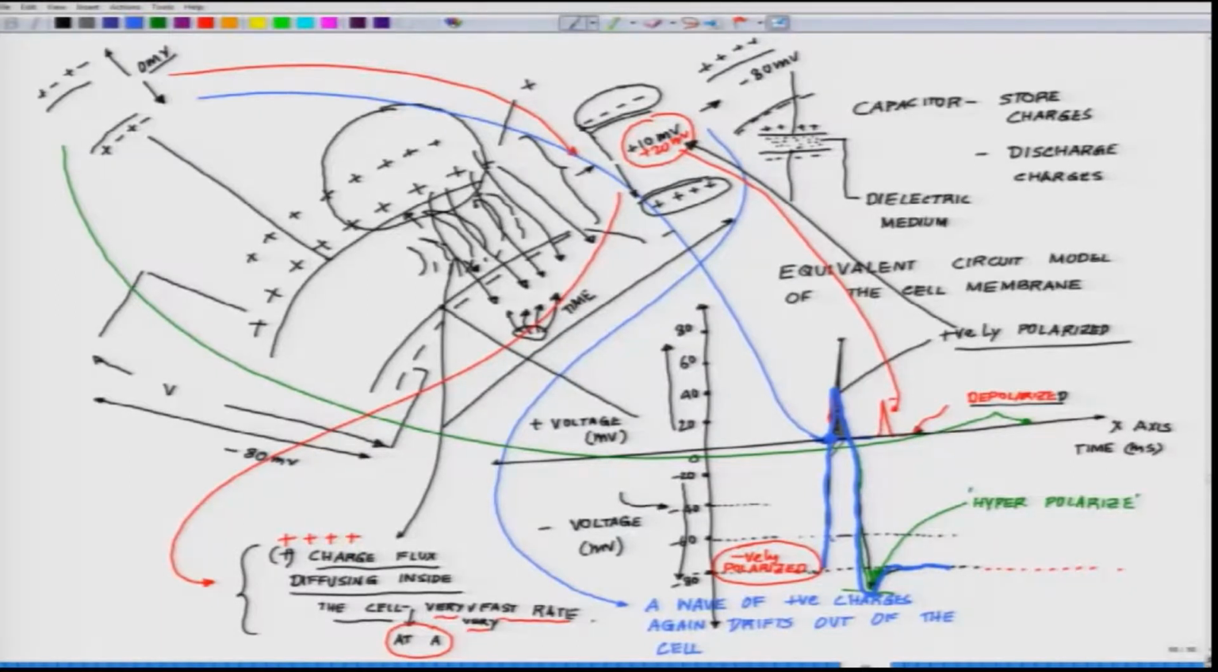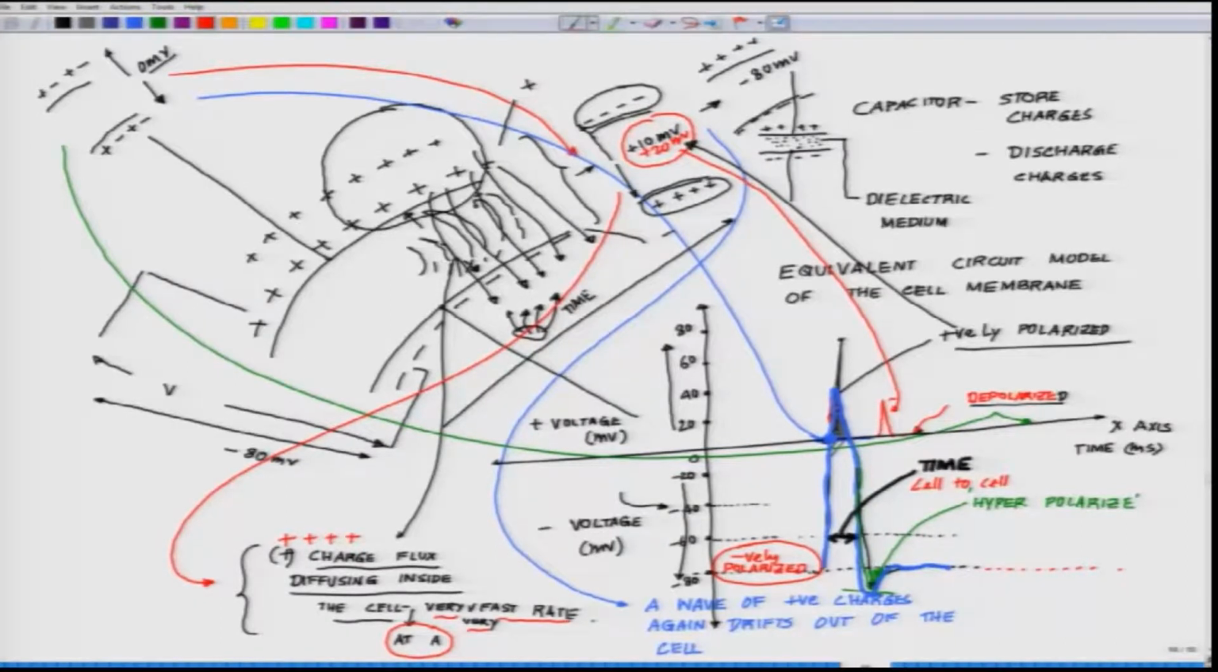Now, this distance what you observe of going up and coming down, this gap or this time varies from cell to cell.